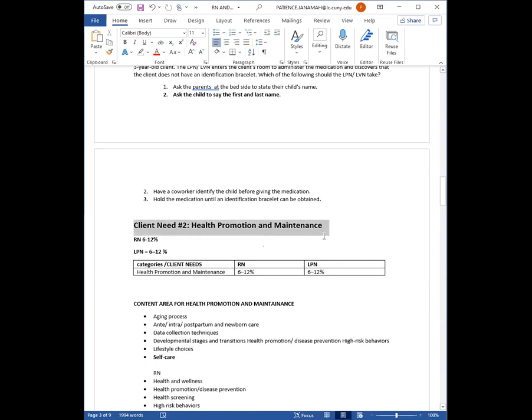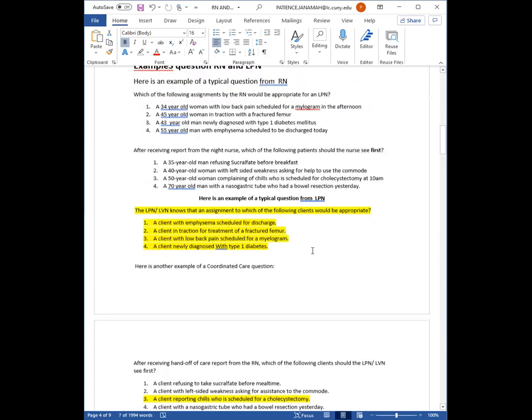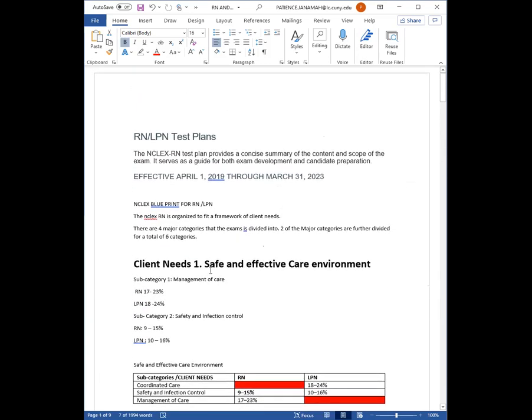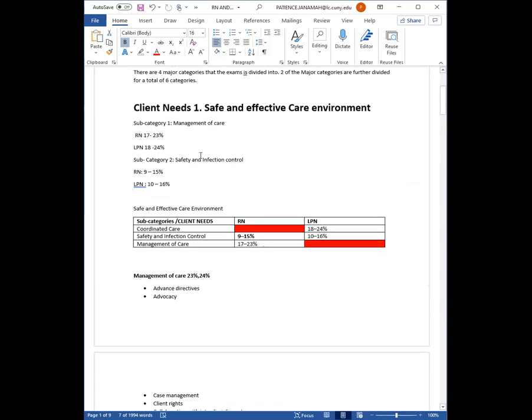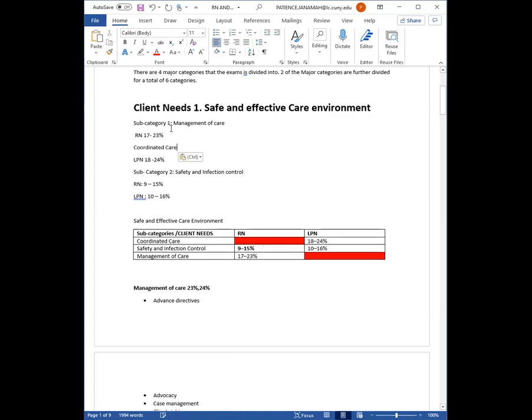Okay, so now let's go to the next portion of it. So all along, we have spent all this time talking about safe and effective care environment. And under that, we have the safety and infection control, and we have management of care. And this carries about 24%. Let me just mention these ones here. So it carries about 23% for RN and 24% for LPN. This is the management of care, or this managed care. So LPN is managed care. RN is management of care. So let me just separate that here.